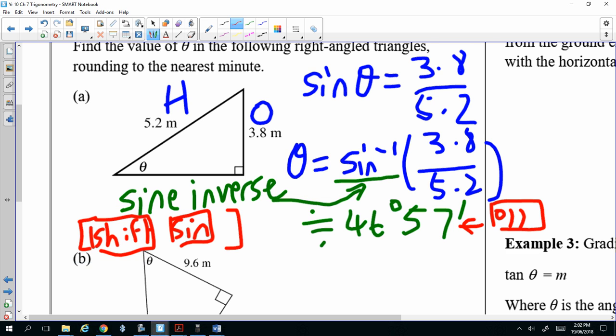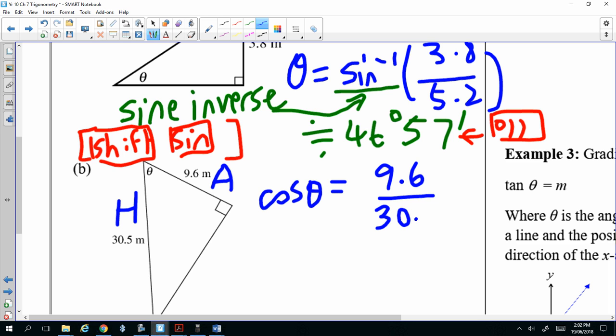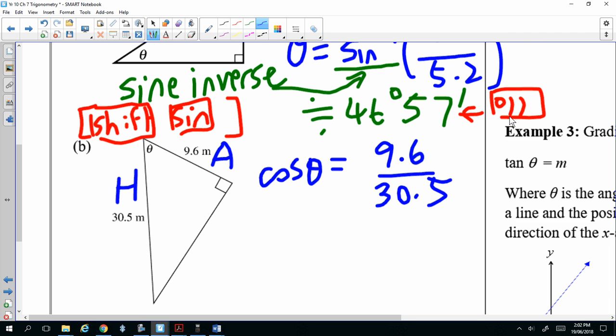So we'll do the same thing, we'll label the sides as adjacent and hypotenuse. This time we'll use cos. So write cos angle equal to adjacent over hypotenuse, like that. And then what do you do? You have to do shift cos, which is cos inverse. Okay, cos inverse calculates the angle given two sides in a right angle triangle.